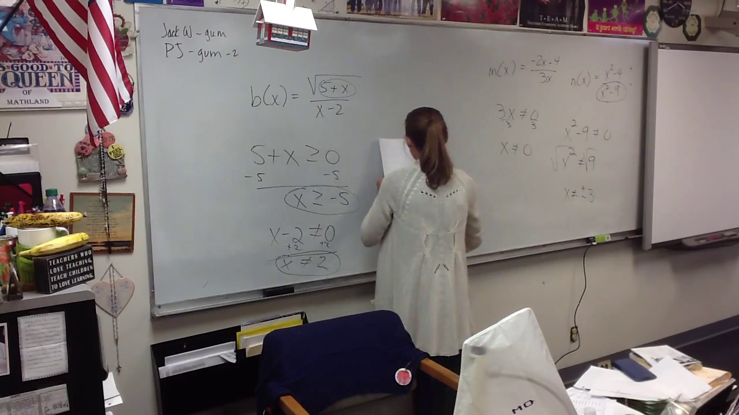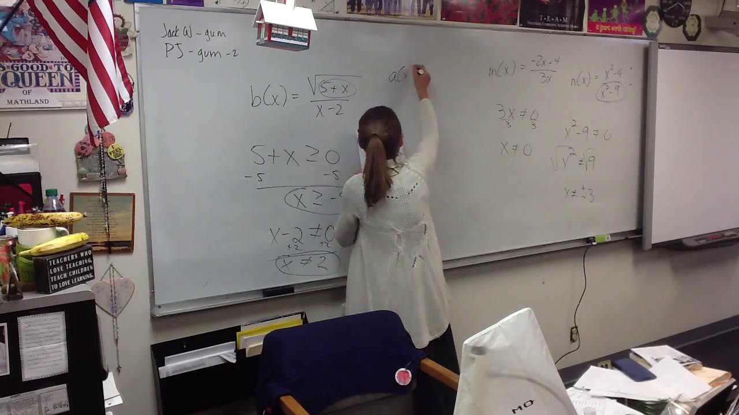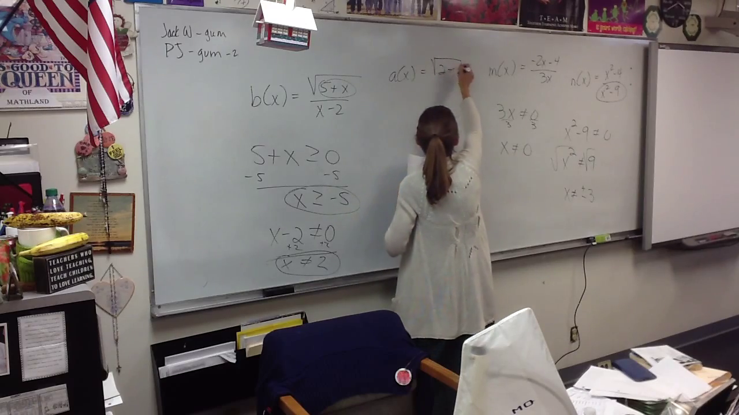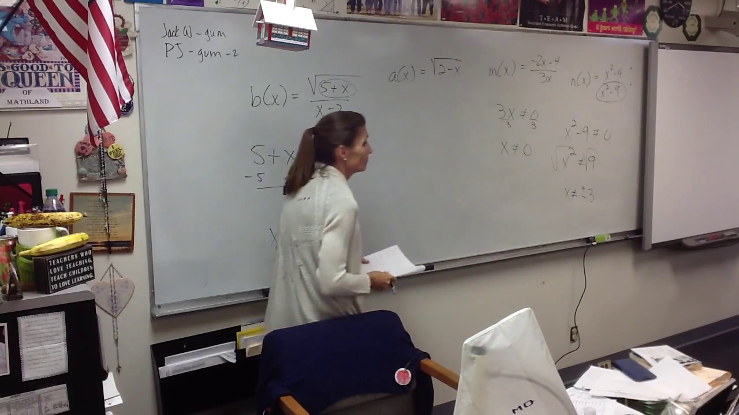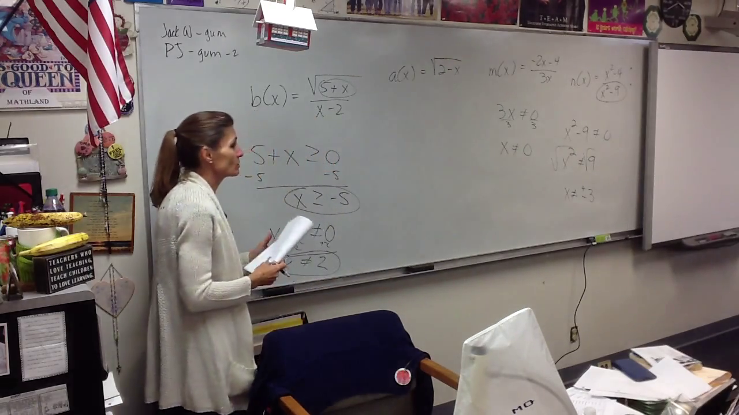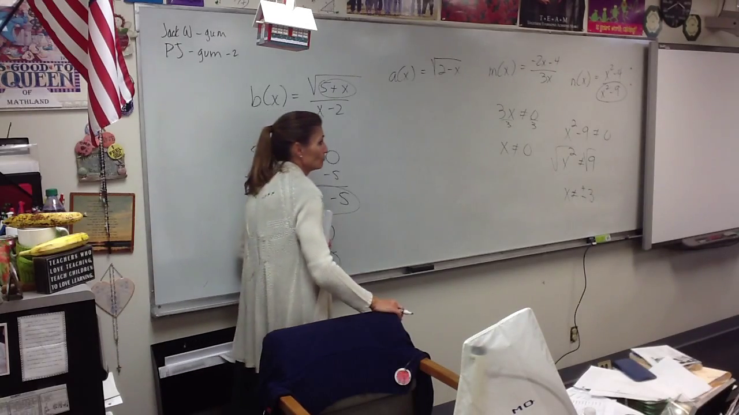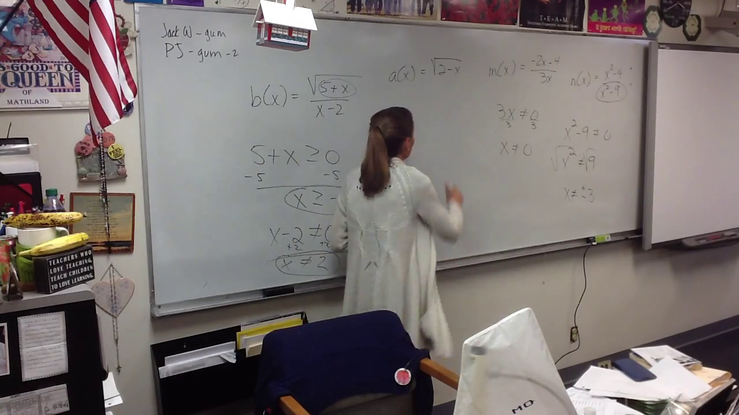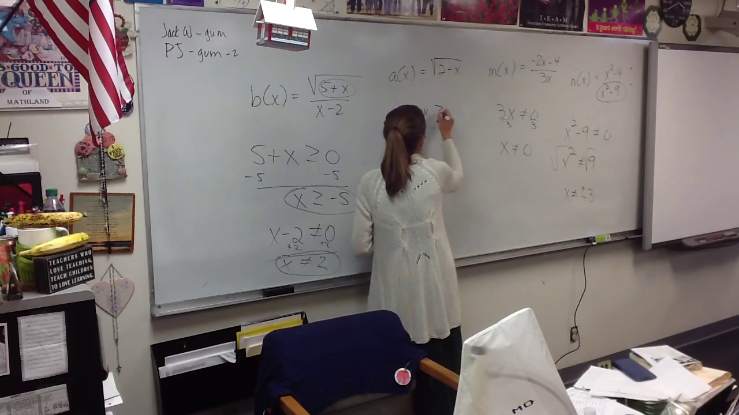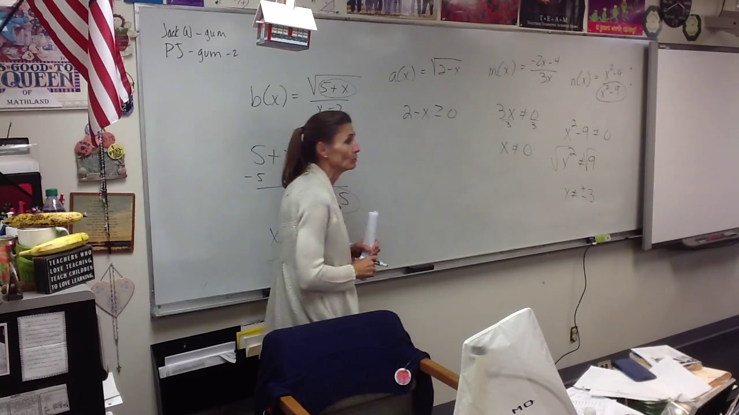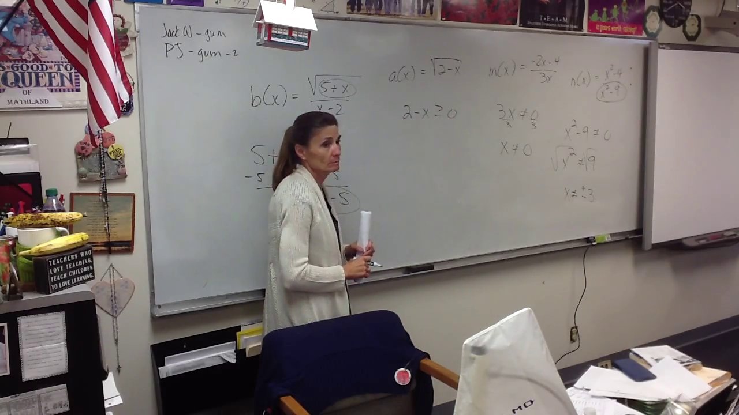The next one is tricky, but not super tricky. Franny, what's the rule for radicals? Whatever's under it, so 2 minus x, has to be greater than or equal to 0.